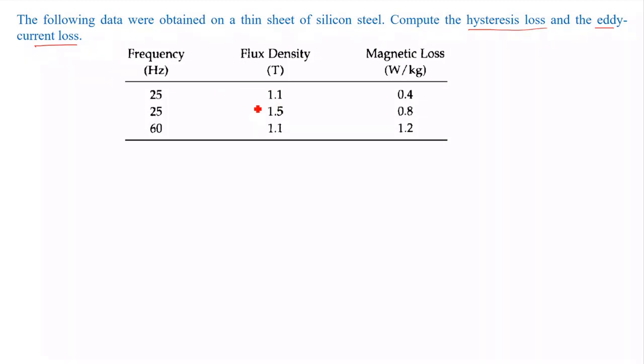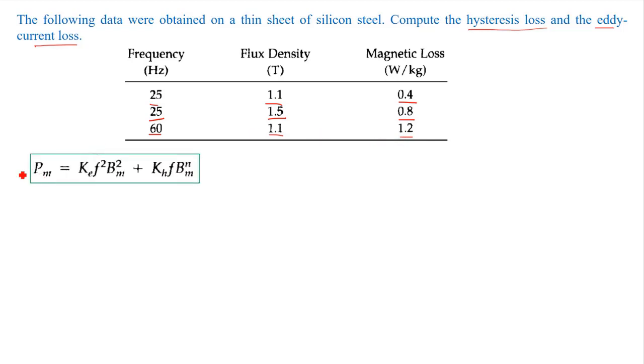Now we found that at frequency 25 Hz and flux density 1.1, the magnetic loss is 0.4 watt per kg. And again, at frequency 25 and changing the flux density to 1.5, we found magnetic loss 0.8 watt per kg. And again, by increasing the frequency and keeping the flux density constant, we found the magnetic loss as 1.2.